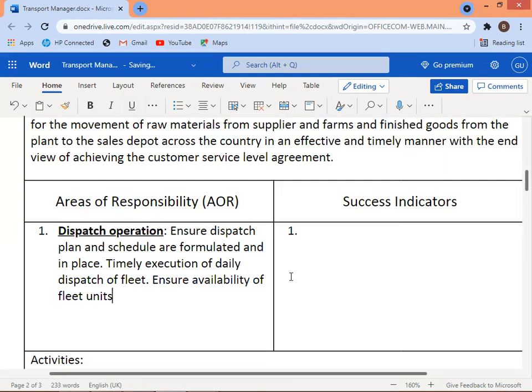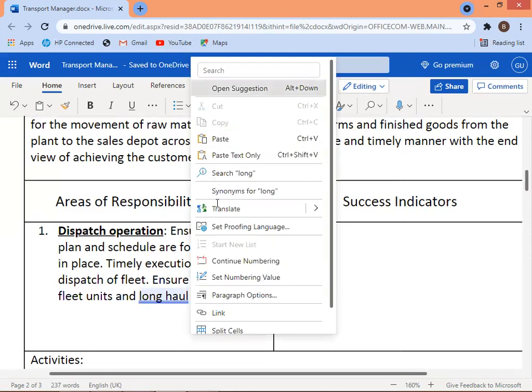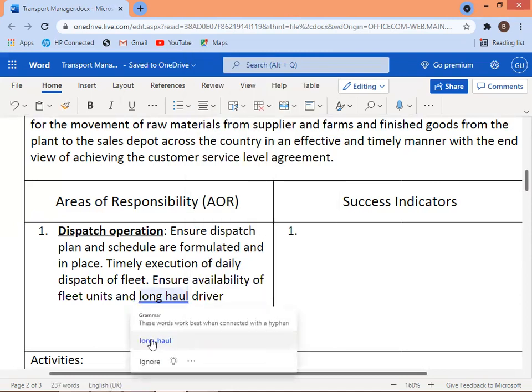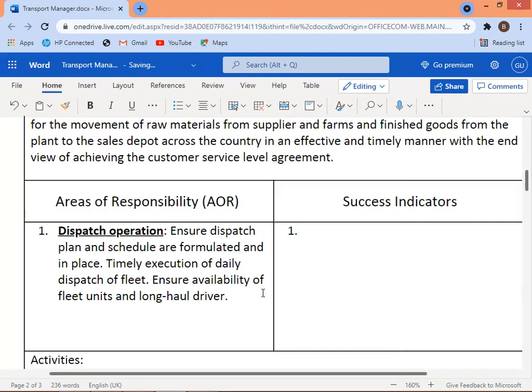So the fleet units will not run, will not operate without the long haul driver. Okay, availability of these critical resources, the long haul driver and the fleet units, right? Long haul driver, it's not accepted. So what's the problem with this? Open suggestion, with hyphen. Okay, we put a hyphen, no problem. Driver. Okay, what else do you need?